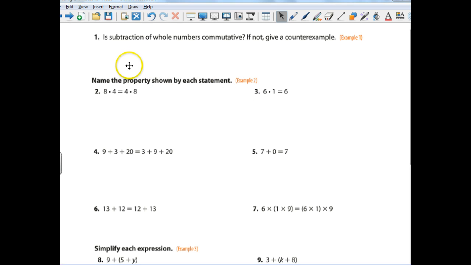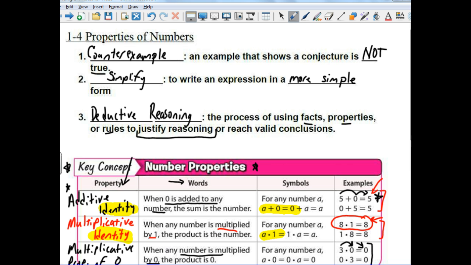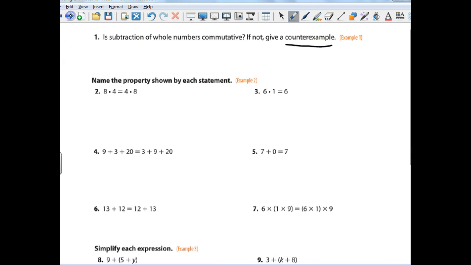Number 1 says, is subtraction of whole numbers commutative? If not, give a counterexample. Okay, so notice that word counterexample. That was the very first word in the notes up here. All right, so we're going to try to find an example that shows that that conjecture is not true.